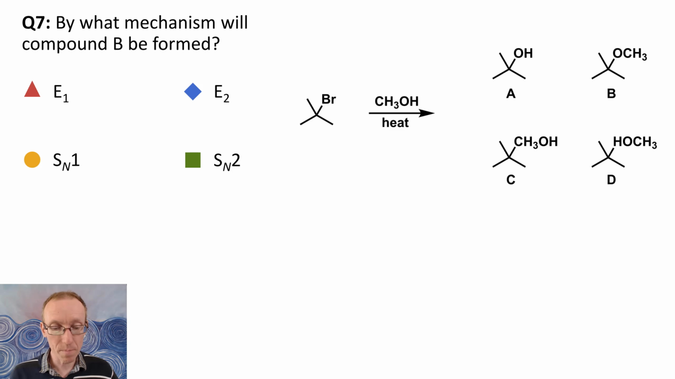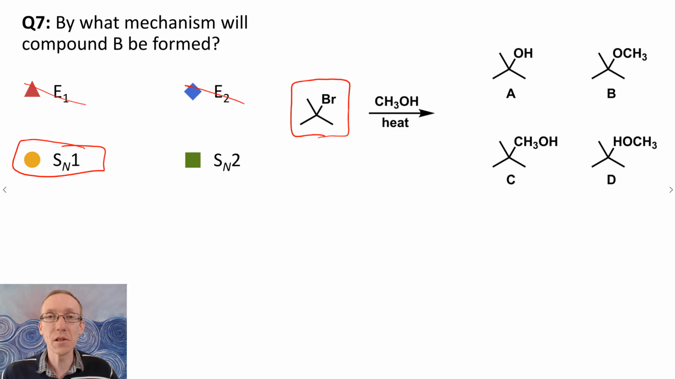Question 7, by what mechanism would compound B be formed? So this is the one we were just talking about. We said that we formed a carbocation first, in the first step, and then that carbocation was attacked by a nucleophile. So it can't be an elimination reaction, it's a nucleophilic substitution, and SN1 is the mechanism by which we have generation of a carbocation. So it's unimolecular in the rate determining step, which is loss of the leaving group from the starting material, so the concentration of the nucleophile has no effect on the rate of the reaction.